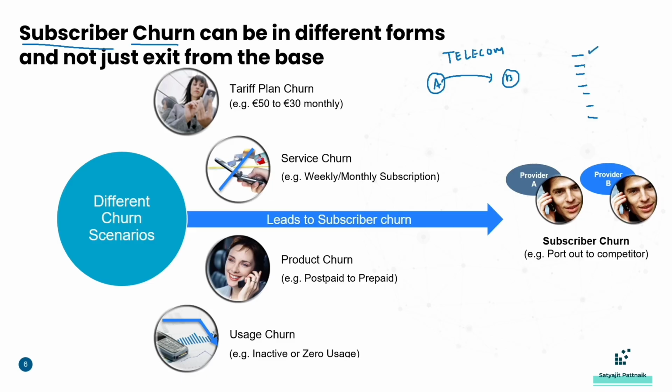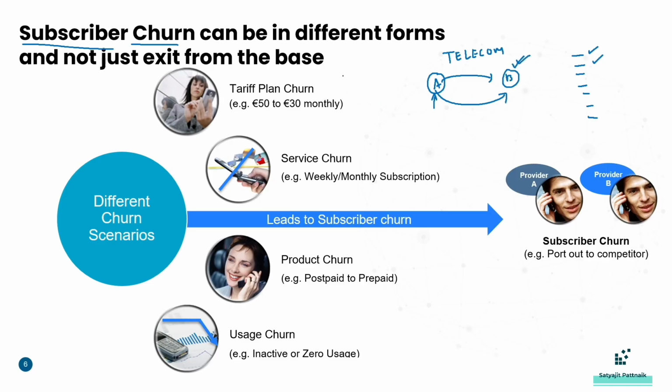Another reason of churn could be you are frustrated with the network of A. Let's say you go for hiking and you are frustrated with the network. So that could also deal with churning. You could also get frustrated and join another telecom. So this is a telecom churn scenario.